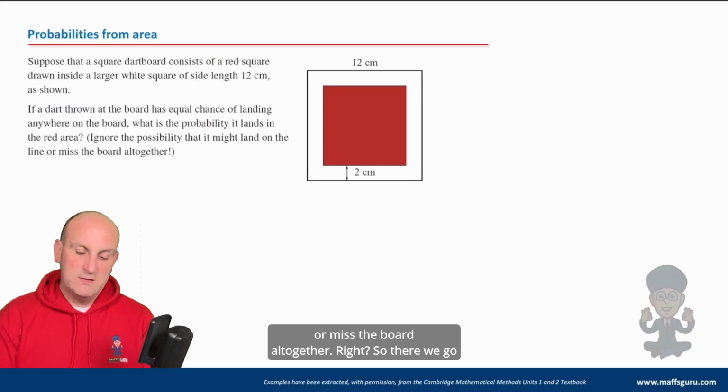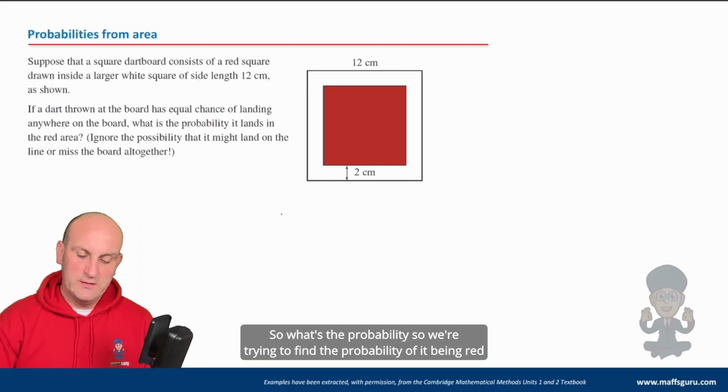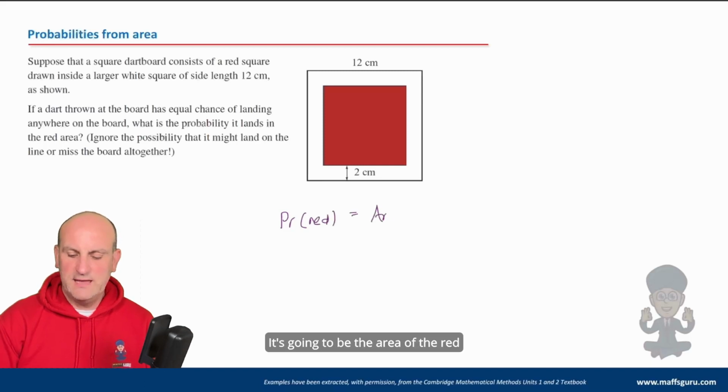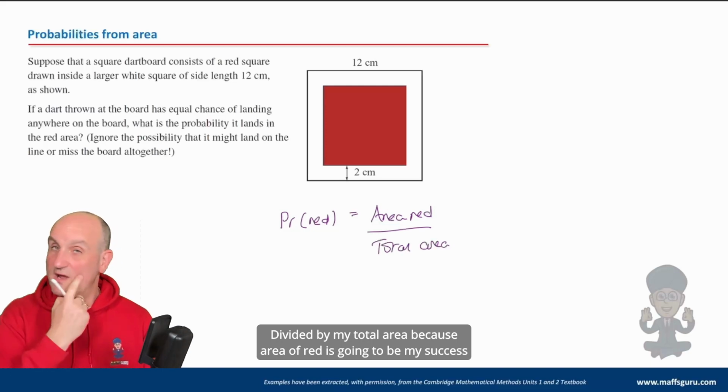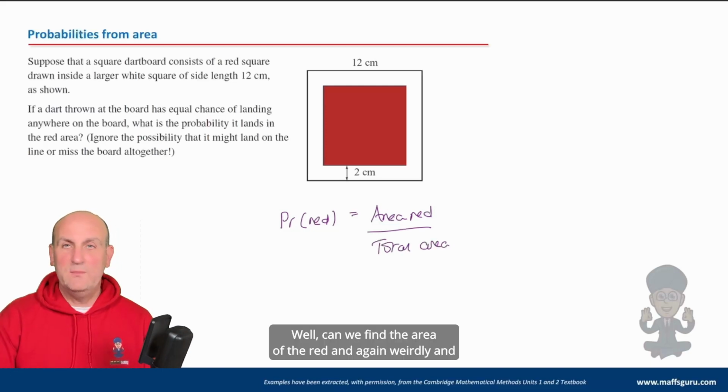Right, so there we go. What's the probability? We're trying to find the probability of it being red. It's going to be the area of the red divided by my total area, because the area of red is going to be my success. Well, can we find the area of the red?